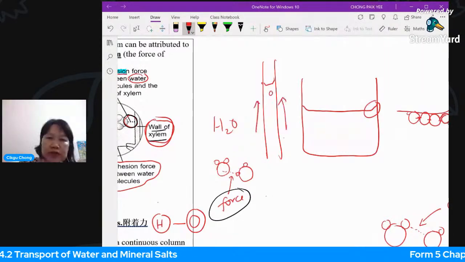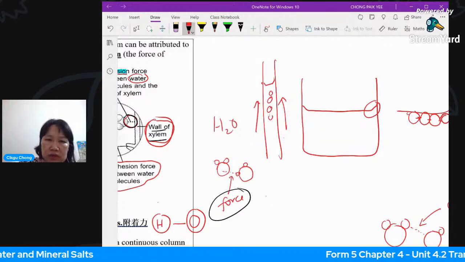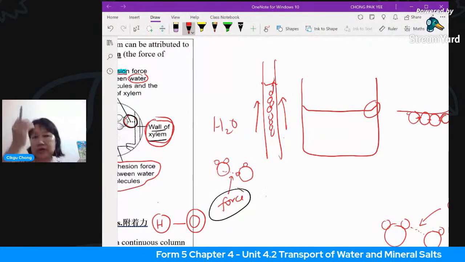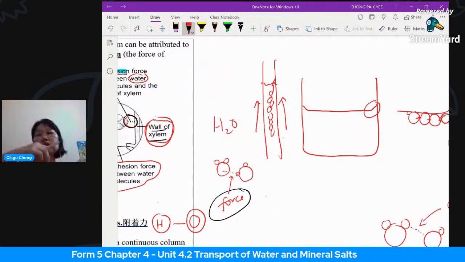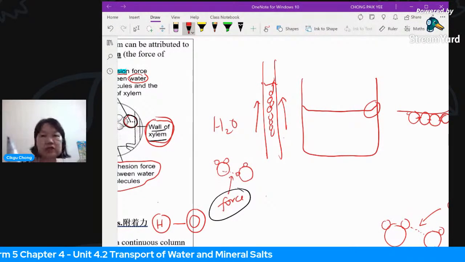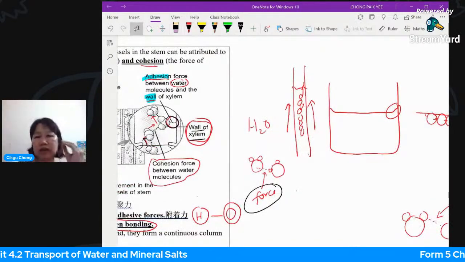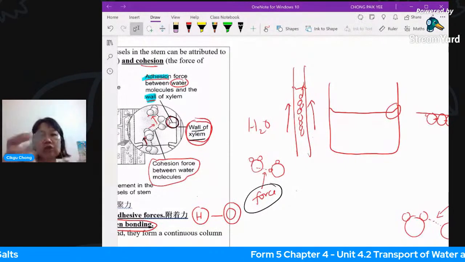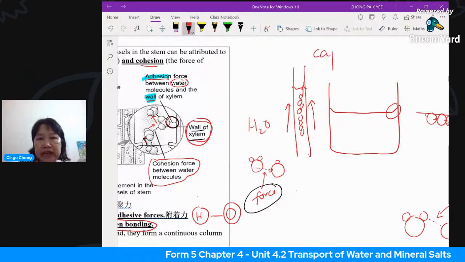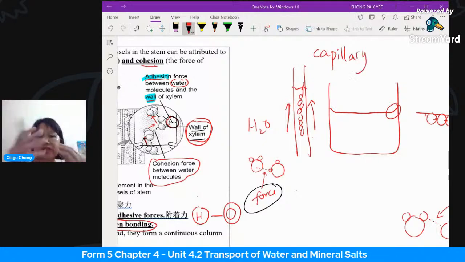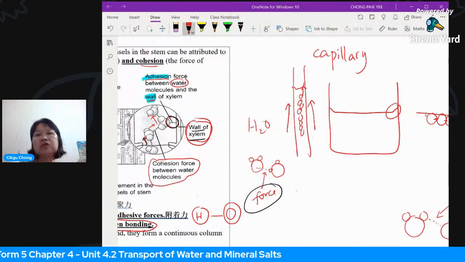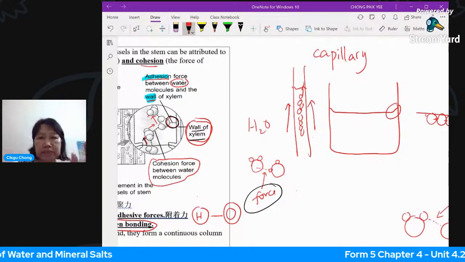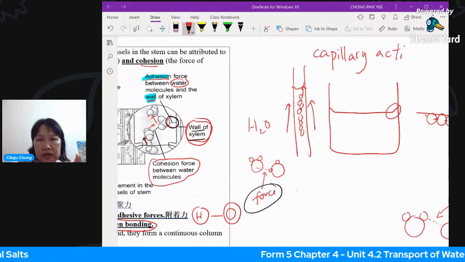It's because 水拉水, water pulls water, water pulls water. So when the first one goes up, the second one will still follow. That means water will be easily sucked up. This action of having cohesion and adhesion causes a phenomenon called capillary action. Capillary action is the ability of water to be pulled up in a tube without breaking up.